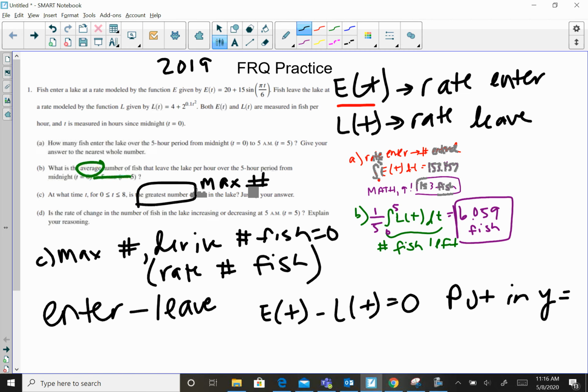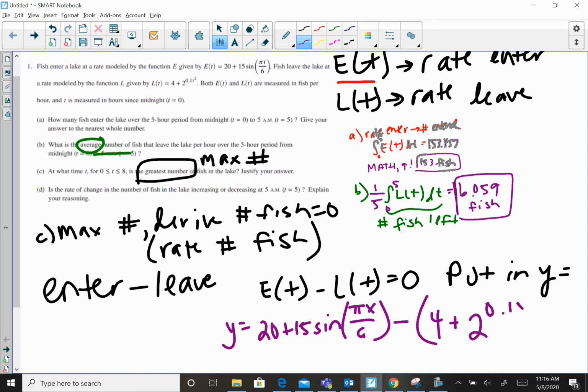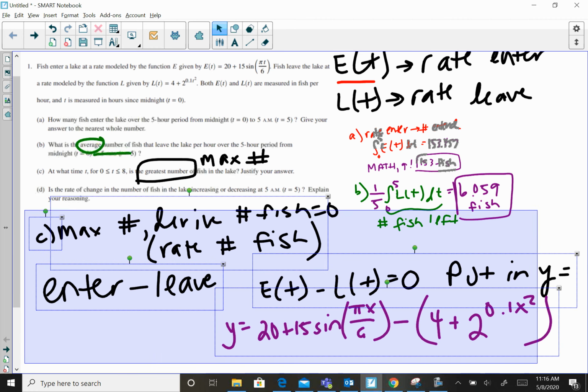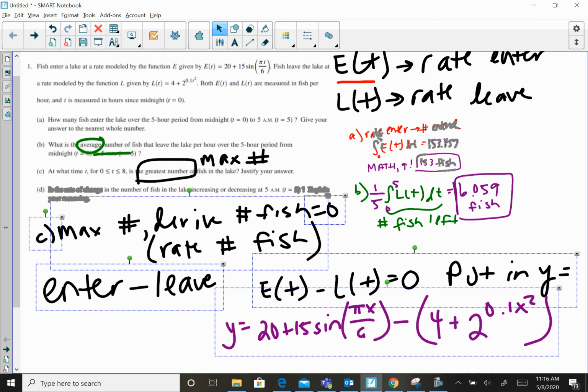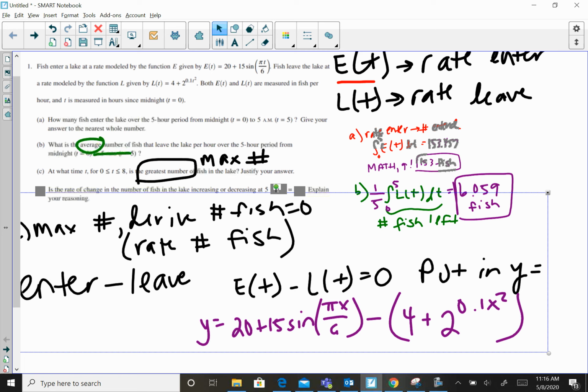So what I put in my calculator, in y equals, is E of t: 20 plus 15 sine of pi x over 6 minus, open parentheses, 4 plus 2 to the 0.1 x squared power. And now I'm going to look for where this equals 0. So that's how you put it in the y equals, so you can see it graphically. And you can just see where it crosses the x-axis. It tells me from 0 to 8.